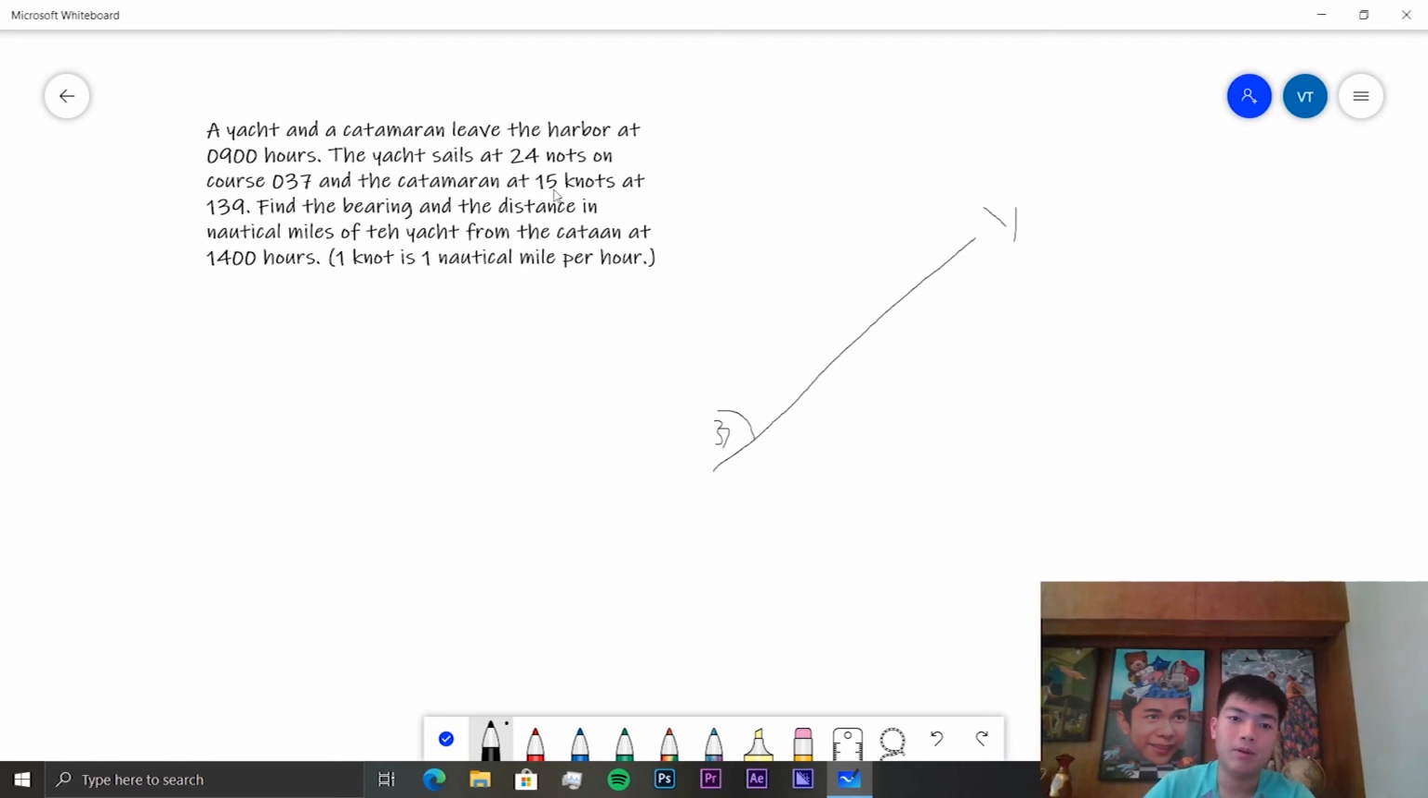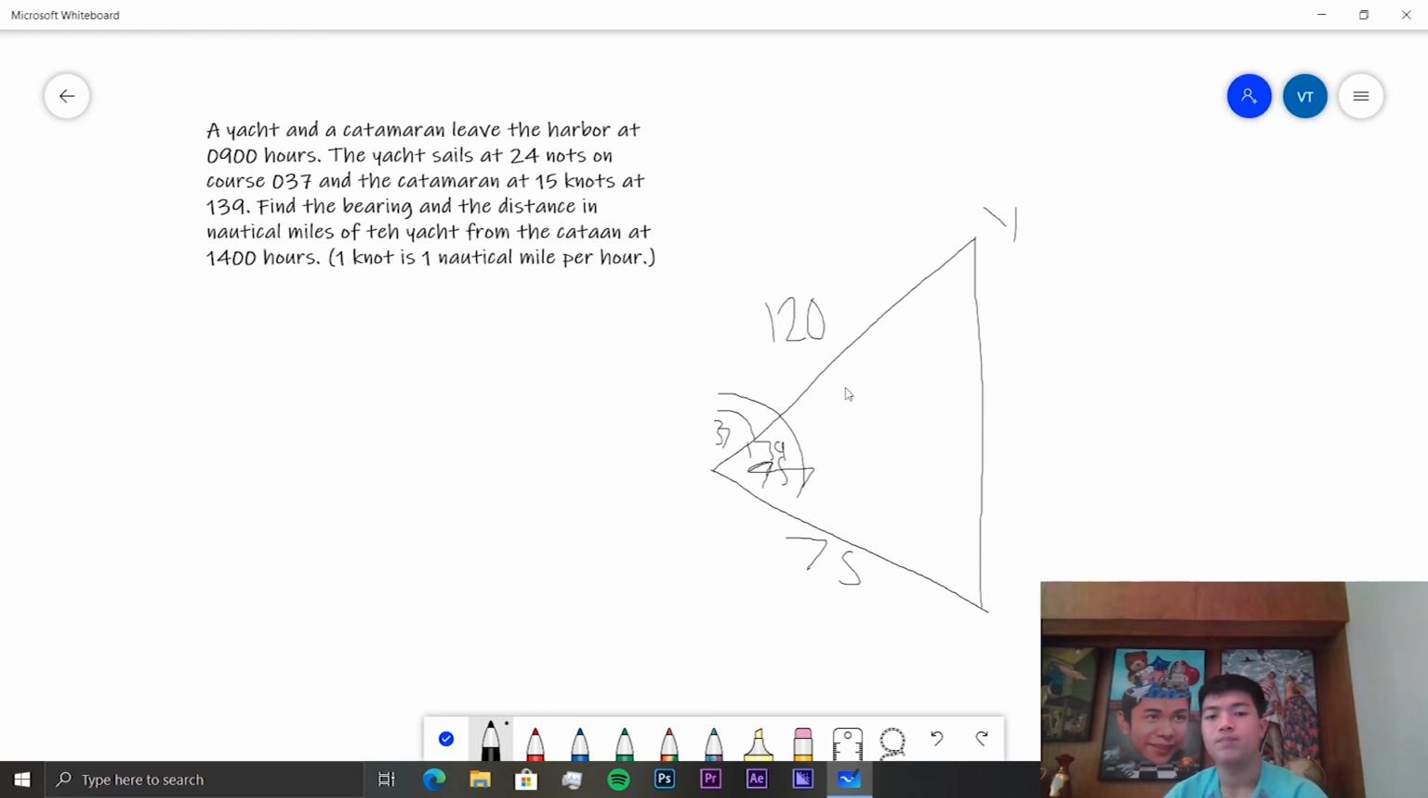The catamaran sails at 15 knots, so that would be 75 nautical miles at 139. This is 75, this is 139, and this is, again, 24 times 5, which should be 120. Find the bearing and the distance in nautical miles of the yacht from the catamaran at 1400 hours.